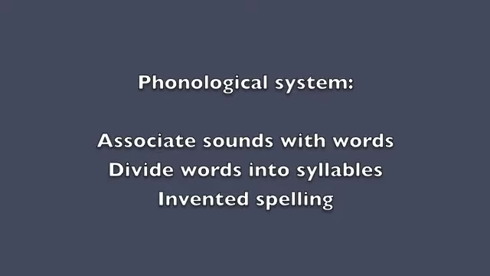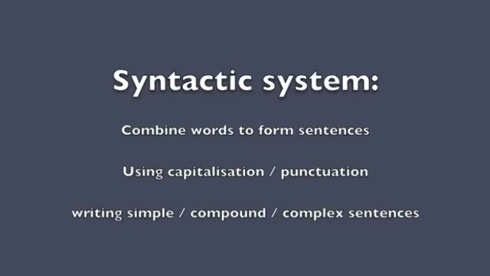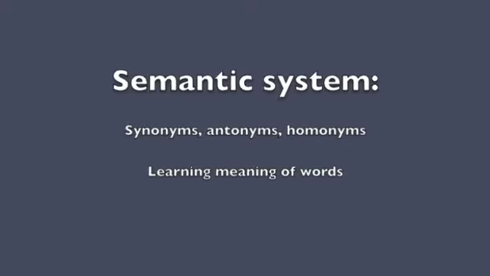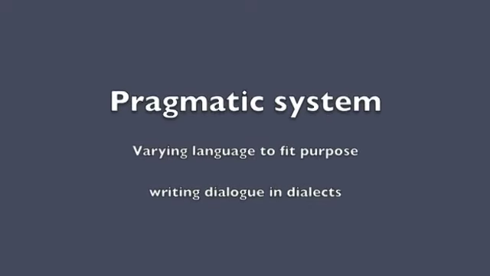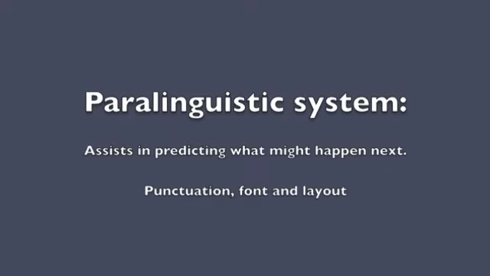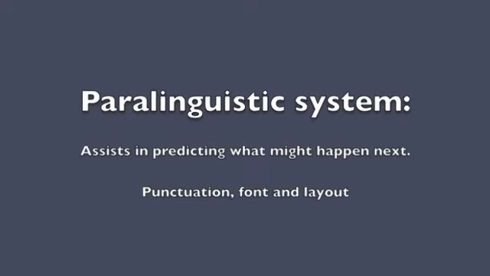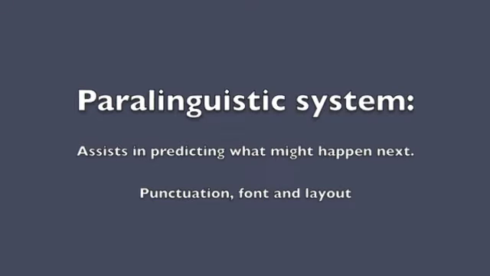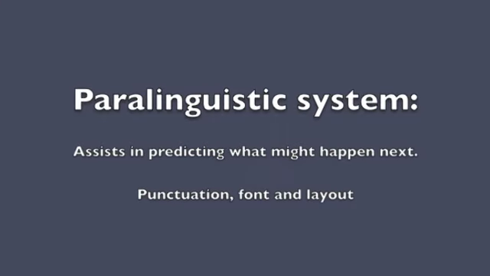The phonological system is important for beginning writers as they learn to associate sounds with letters. The syntactic system is used to combine words to form sentences, while the semantic system focuses on making meaning out of ordinary words. The pragmatic system assists in the way writing is conveyed according to the purpose, and the paralinguistic system supports the elements outside the actual language, such as punctuation, font, and layout, which contribute to the meaning of the writing.